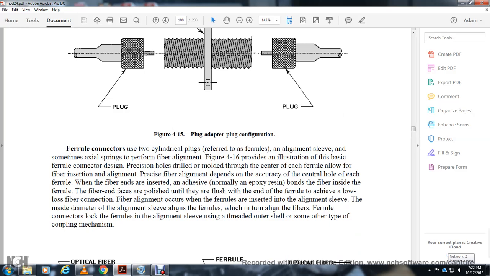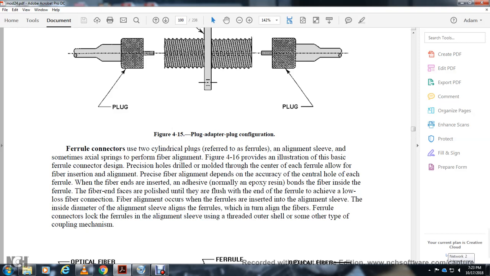Cylindrical ferrule connectors use two cylindrical plugs, sometimes with an axial spring to perform the fiber alignment. Figure 4-16 provides an illustration of the basic cylindrical connector design. A precision hole drilled through the center of each ferrule allows the fiber to be inserted. Fiber alignment depends on the accuracy of the center hole of each ferrule. When the fiber is inserted, normally epoxy resin bonds the fiber inside the ferrule, with the fiber polished until it is flush with the end of the ferrule.